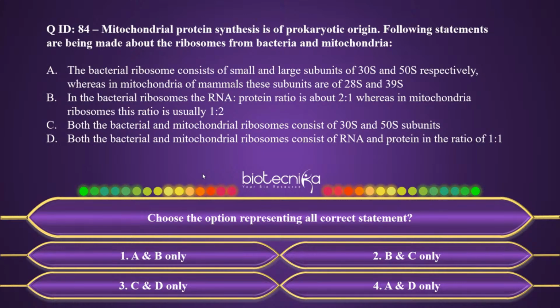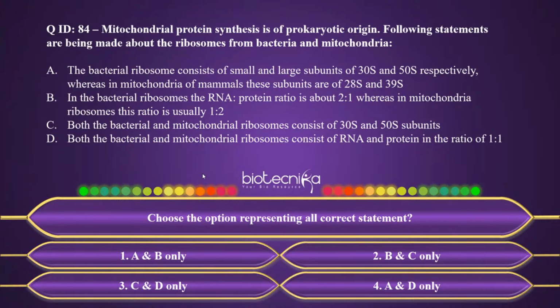So these options are basically based on facts. If your facts are clear, you will be able to solve this particular question. The first option says that the bacterial ribosome consists of small and large subunits of 30S and 50S respectively, whereas in mitochondria of mammals, these subunits are 28S and 39S, right? So this option is absolutely right. This is something you need to remember. So this is a fact-based question.